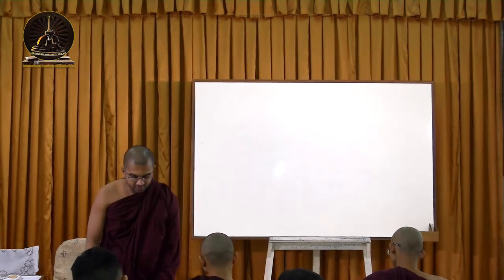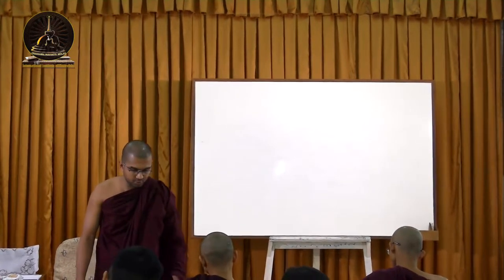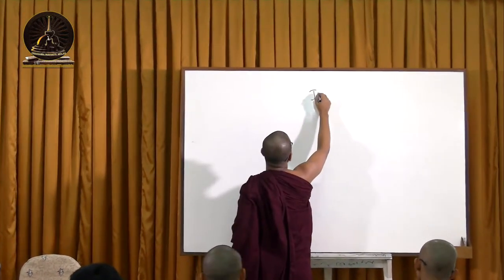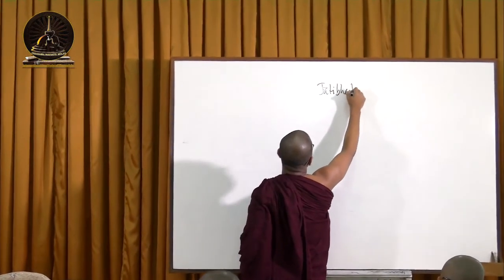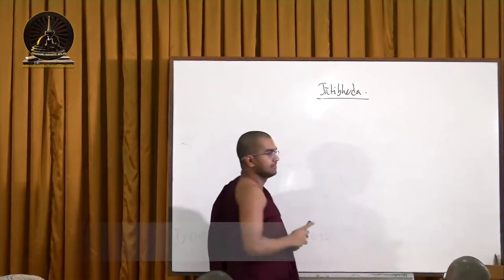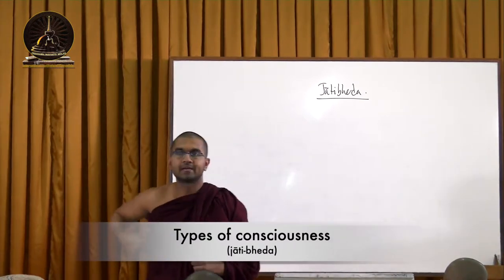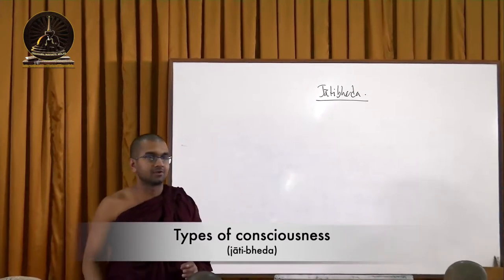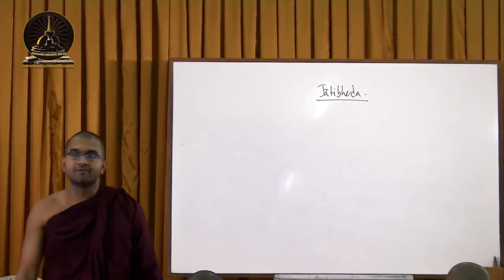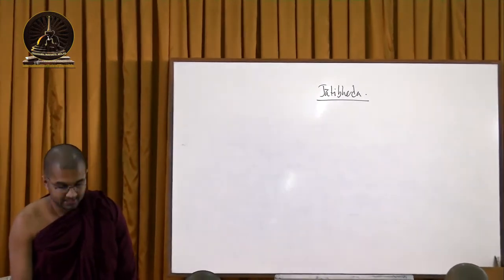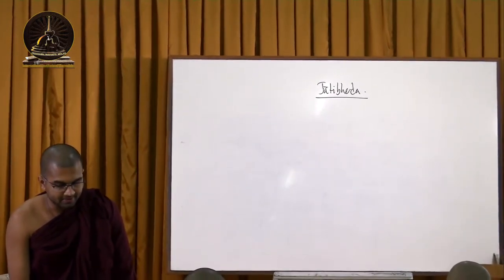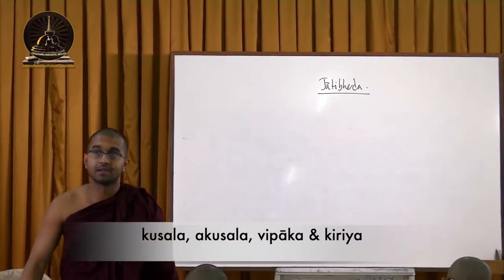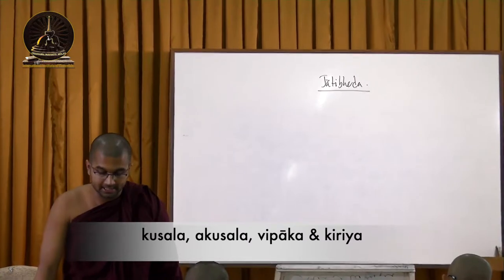If you go to paragraph number 4.12, it speaks about what you can call jāti bheda. Bheda here means classification, categorization based on jāti. Jāti means types of consciousness. According to the doctrine, we have four types of consciousness, written in the paragraphs below, starting from 4.13: kusala, akusala, vipaka and kriya.